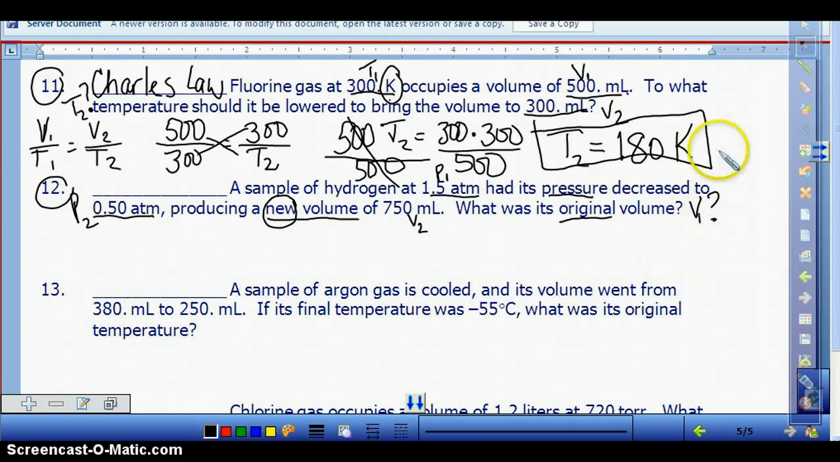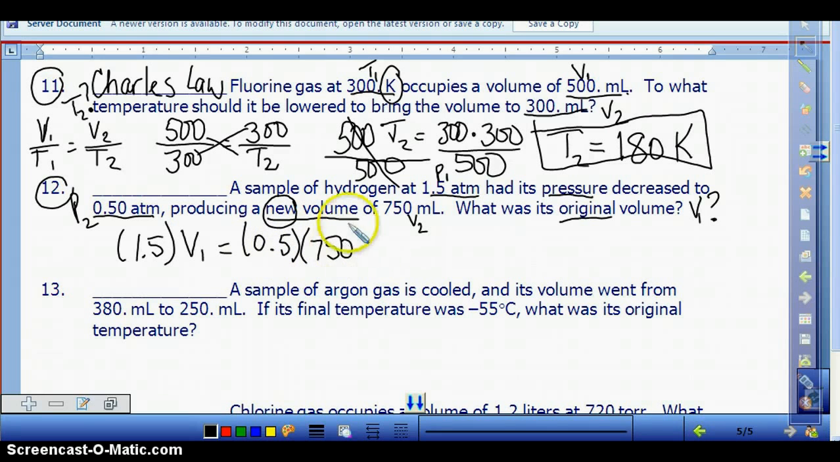So this one is a little different because now we're solving for V1. So we would plug in our P1, which is 1.5. Now V1 is the variable we're solving for. And then we've got 0.5 for P2 and 750 for V2. Get V1 by itself. V1 is 0.5 times 750 divided by 1.5.